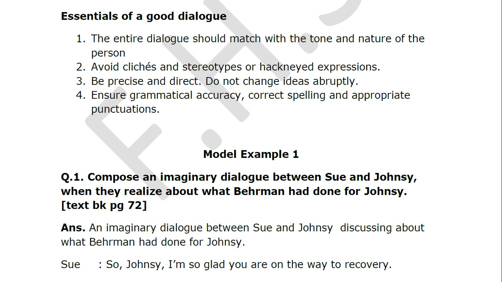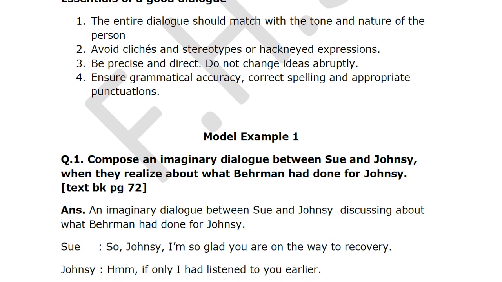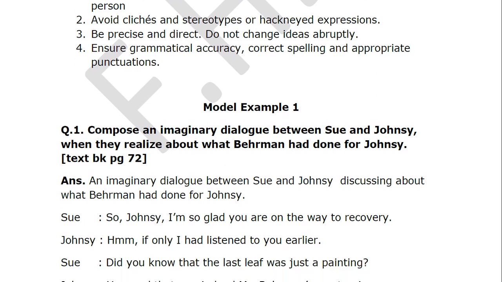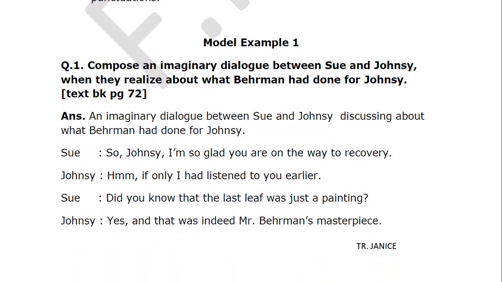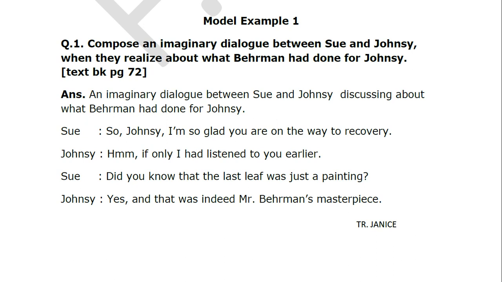Okay. Now let's see the first model. Compose an imaginary dialogue between Sue and John C. when they realize what Behrman had done for John C. This is on page 72, in your textbook. Now see an answer. You see the first line is the introduction. I told you, you should start with an introduction.